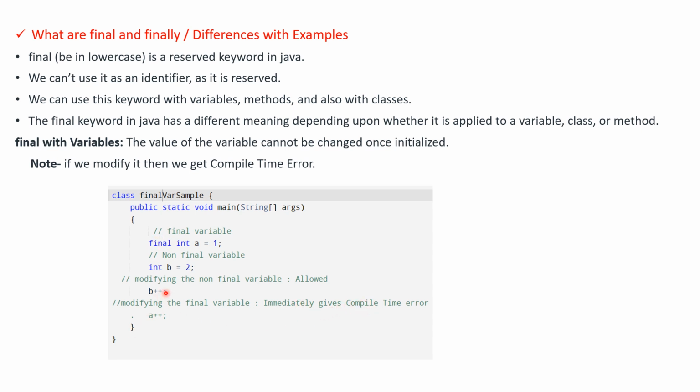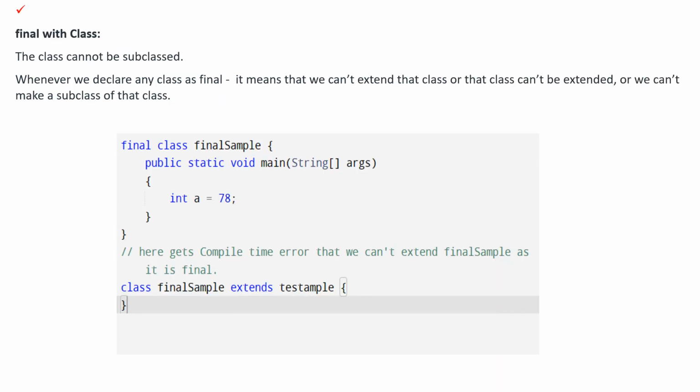See here, when I'm trying to modify the non-final variable, there is no error, but for the final variable it is giving me the compile time error. So if by mistake you try to modify a final variable, it will give us the compile time error. So this is the case for the final keyword with variables. Let's see the next one.